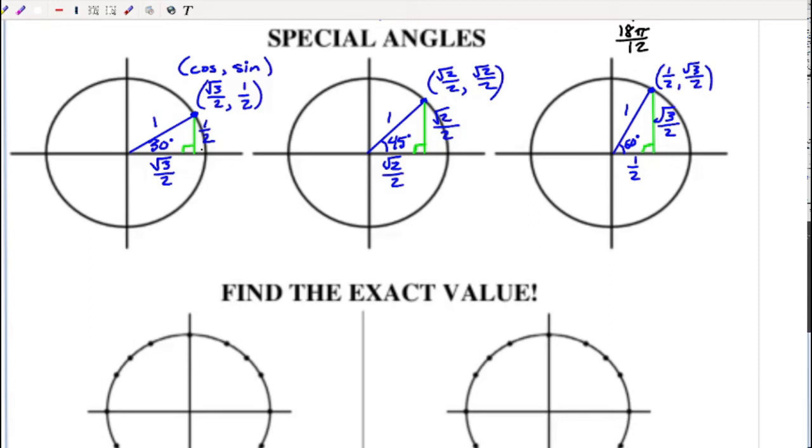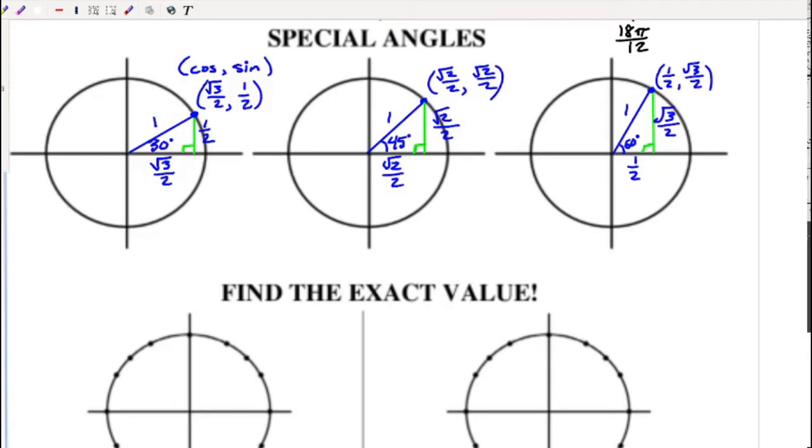If you can't remember which one is which, you can always type it into your calculator and see which is shorter, 1/2 or root 3 over 2. And for these ones, it's always root 2 over 2 for both of them for the 45 degrees. Now you do need to be able to recognize these in radians as well. So 30 degrees is pi over 6 radians.